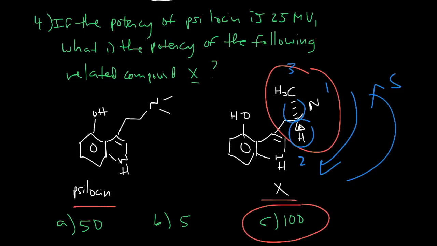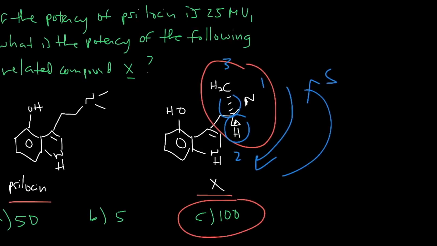So remember, for hallucinogens, the alpha is twice as potent as your corresponding DMT. So this is your alpha, and you have your DMT. So if the DMT is 25, so if the dimethyl is 25, the alpha would be twice as that, which would be 50. 25 times 2 is 50.